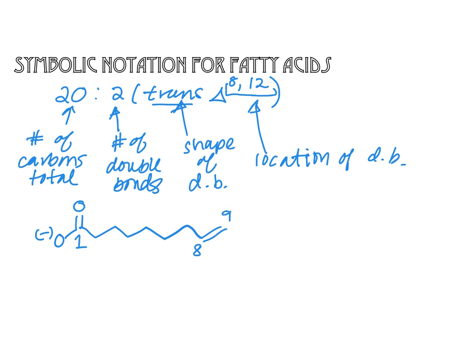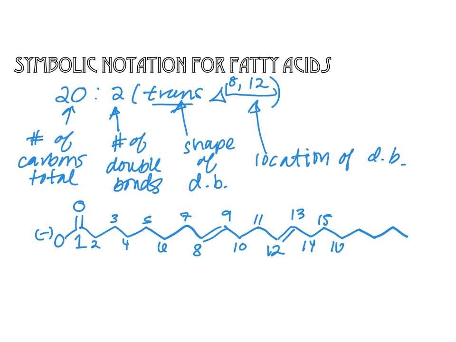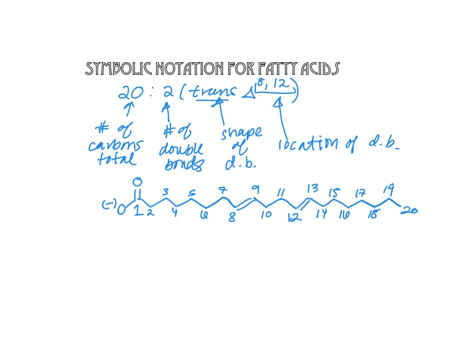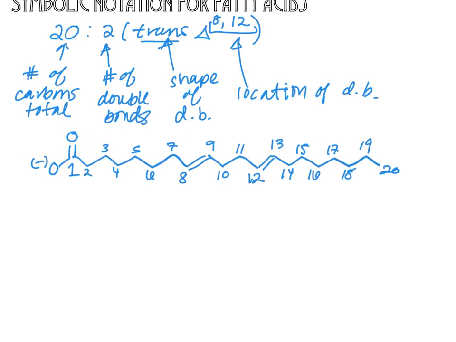And that makes this carbon number 9. And then I go 10, 11, 12, which is my next double bond. That makes this carbon 13. 14, 15, 16, 17, 18, 19, 20. All right, so I'm just going to number all my carbons now just to make sure that I didn't goof any of them. So I have carbon 1, 2, 3, 4, 5, 6, 7, 8, 9, 10, 11, 12, 13, 14, 15, 16, 17, 18, 19, 20. All right, I did it. Looks great. I'm going to do one more example just for good measure, and then we'll move on.